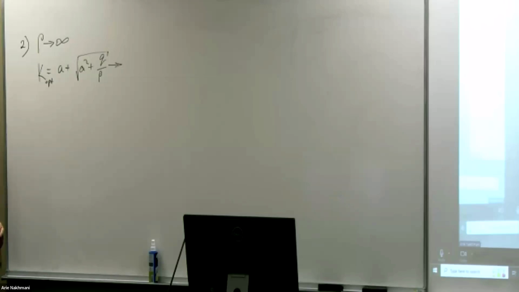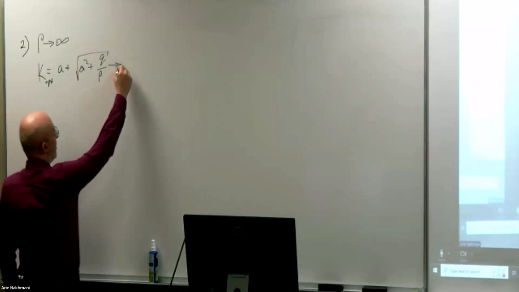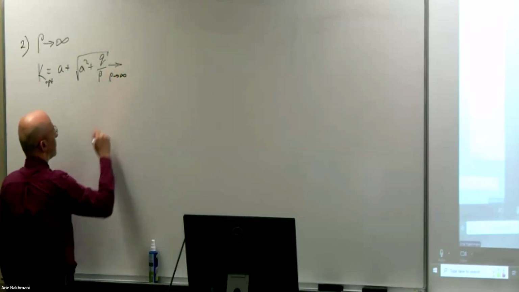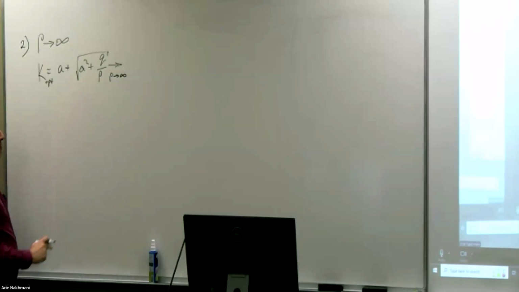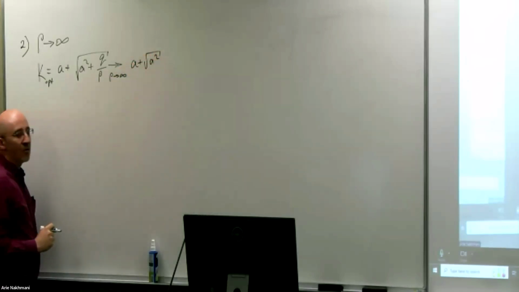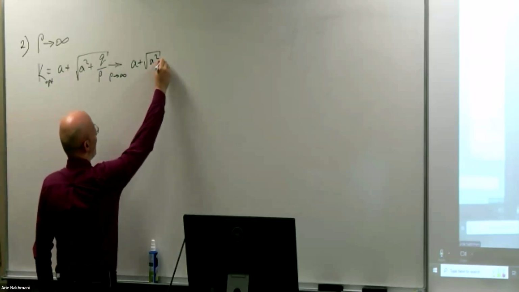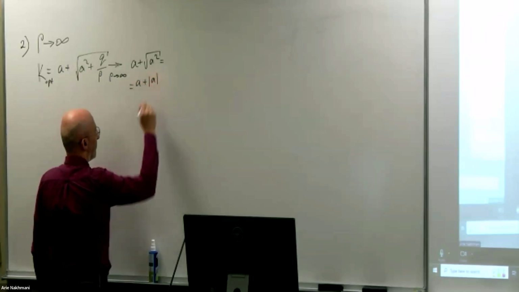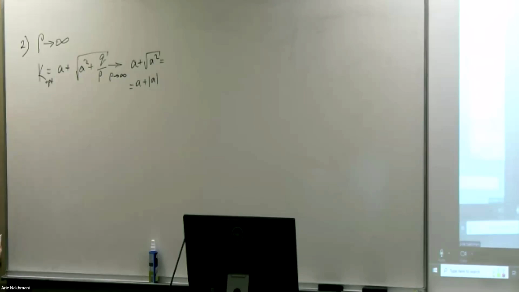Actually, it depends. So this is A. When rho goes to infinity, take the limit of that: this is Q divided by something huge, so this part is 0. So you get A plus the square root of A squared. It's not 2A. This is A plus the absolute value of A. So if A is positive, then it's 2A, but if A is negative, then this is 0. It depends. The square root of something squared is the absolute value of that thing, which is defined as positive.